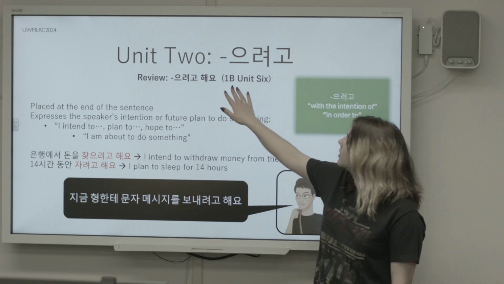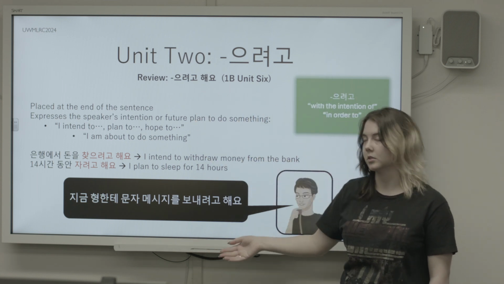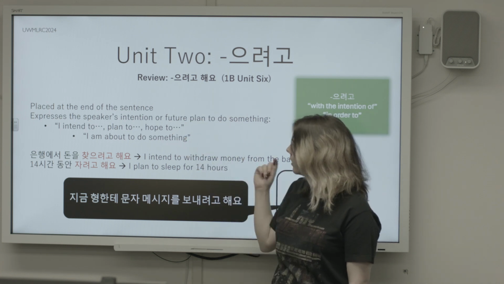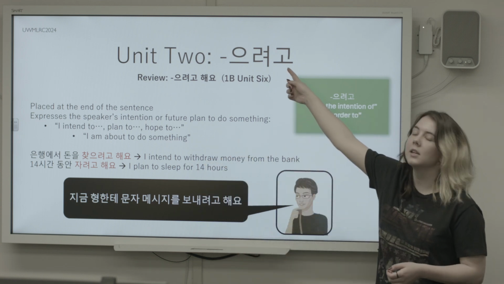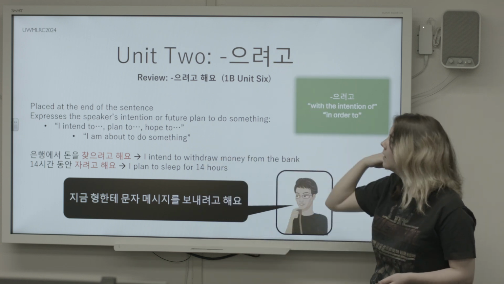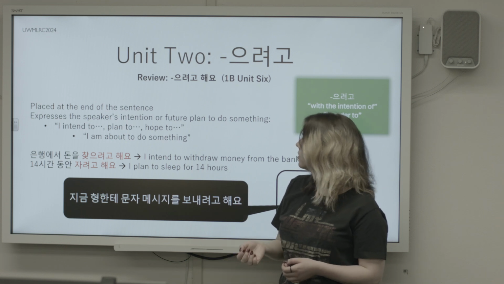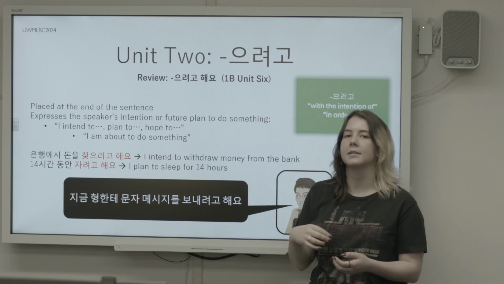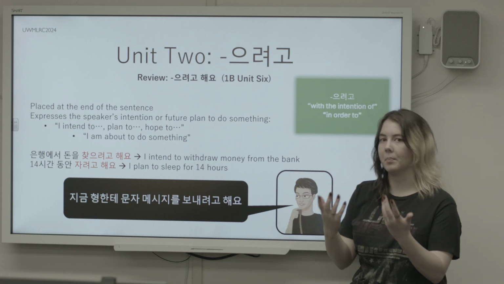This is what you learned in Unit 6 of the 1B book. So this is what you might be familiar with already. 으려고 해요. It's placed at the end of the sentence, whereas the one we're learning currently is placed in the middle. And 으려고 해요 expresses the speaker's intention or future plan to do something, similar to this one. So you translate it as I plan to, I intend to, I hope to do something, I am about to do something.